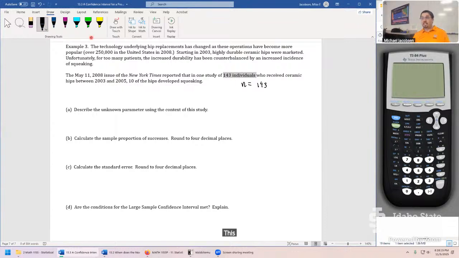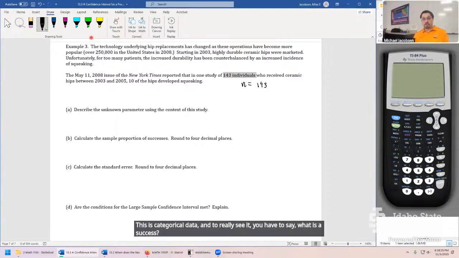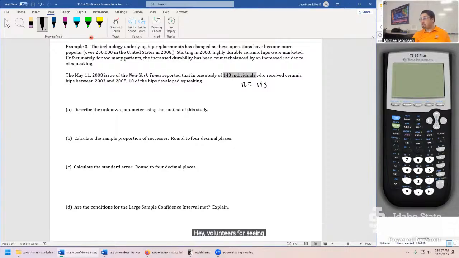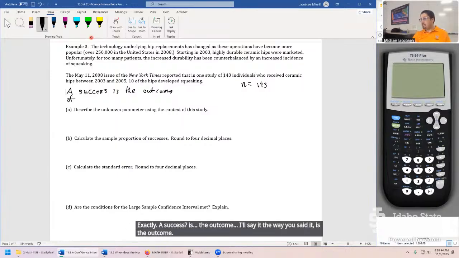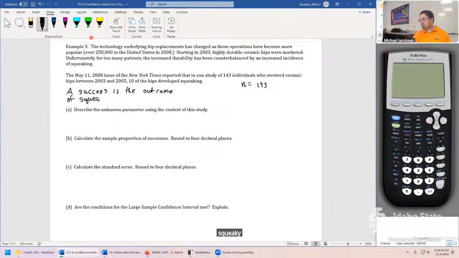This is categorical data, and to really see it, you have to ask, what is a success? Any volunteers for saying the success in this problem? Exactly. A success, I'll say it the way you said it, is the outcome of squeaky hips.